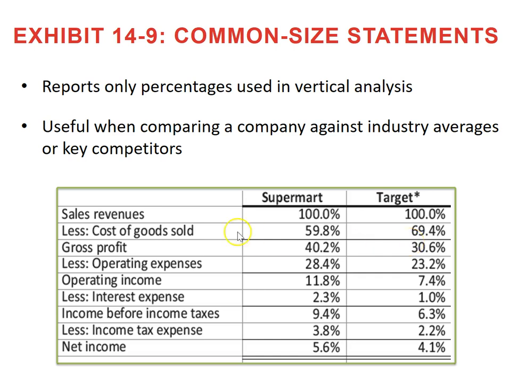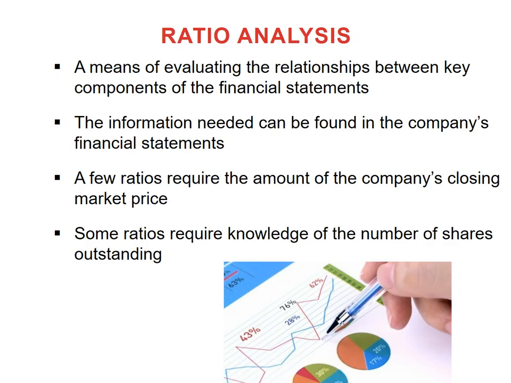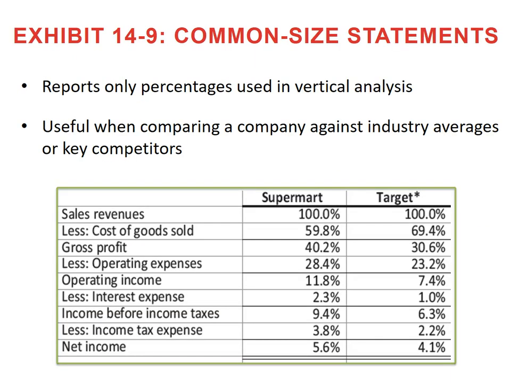For example, your gross profit is 40% of your sales, and your competitor Target's gross profit is 30.6% of their sales. So this is another way you can compare your own performance against the industry average or against your key competitors. But here you are just comparing with the percentage figures, not the dollar values. And this is called your common size statements.